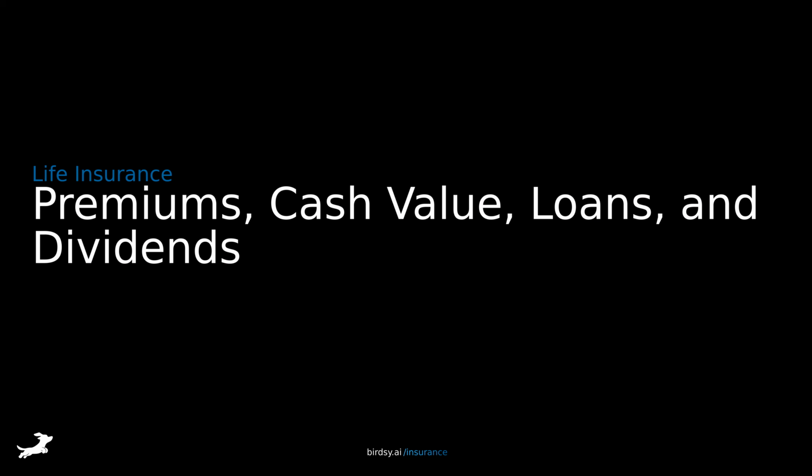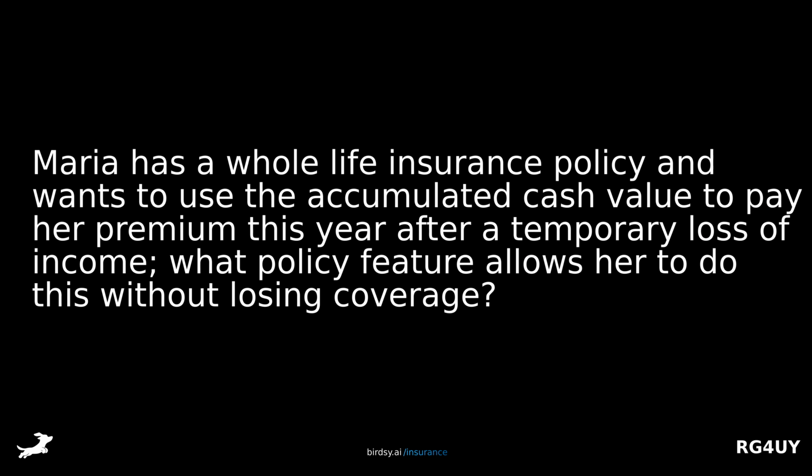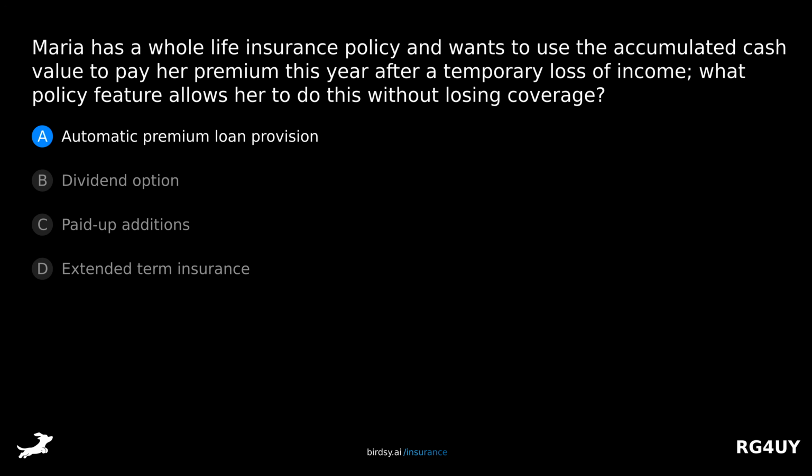Premiums, cash value, loans, and dividends. Maria has a whole life insurance policy and wants to use the accumulated cash value to pay her premium this year after a temporary loss of income. What policy feature allows her to do this without losing coverage? Is it A, automatic premium loan provision? B, dividend option? C, paid-up additions? Or D, extended term insurance?